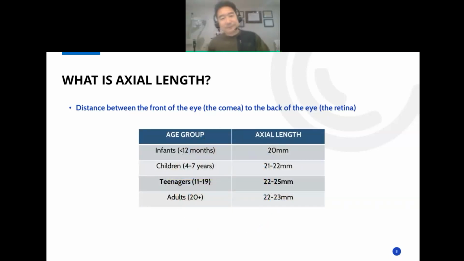For age groups, this is just a guideline. They're still working on the list because it depends on ethnicity. If you're Asian versus Caucasian, eyeball length might be a little different. In general, infants' axial length should be about 20 millimeters, children between 21 and 22, teenagers about 22 to 25, and adults about 22 to 23. We really want to keep axial length below 25 or 26 millimeters. That gives you a ballpark.